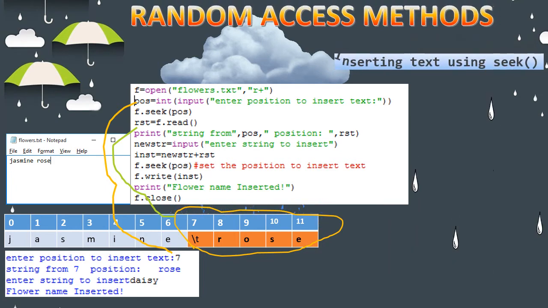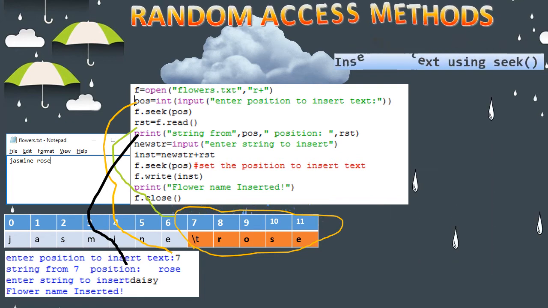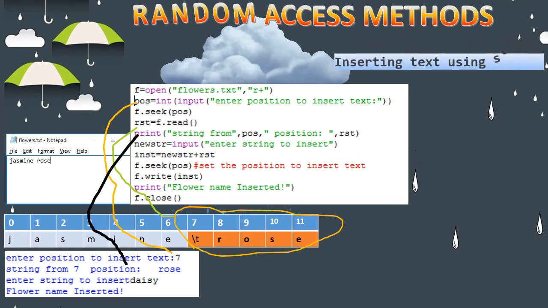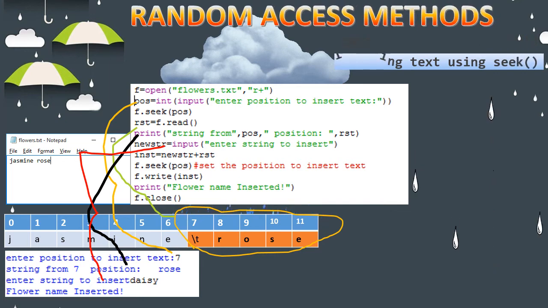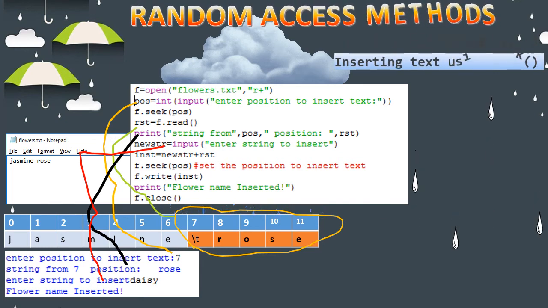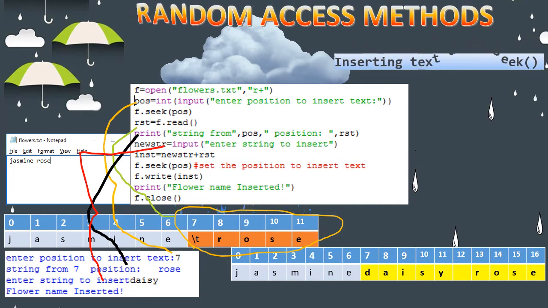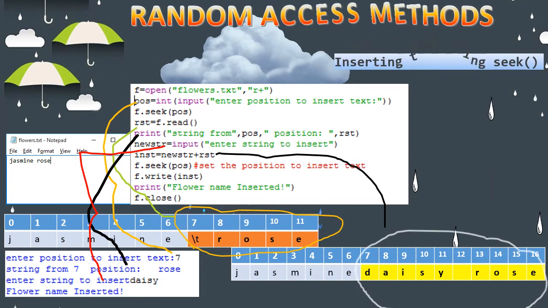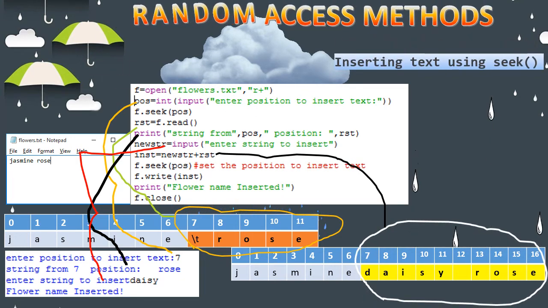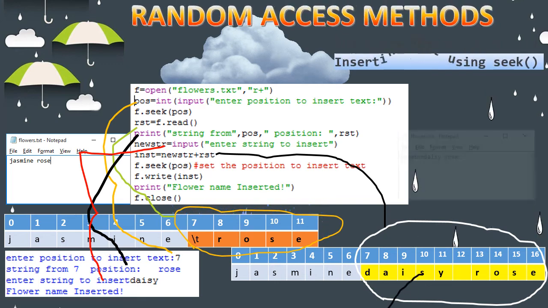So to avoid this, we have to read the remaining characters, and then we are displaying them. This is the remaining text we are displaying, and then getting the string you want to insert, that is Daisy, and the new string is concatenated with the existing string, roses. Now we have set the position, the seventh position, and then write the string.